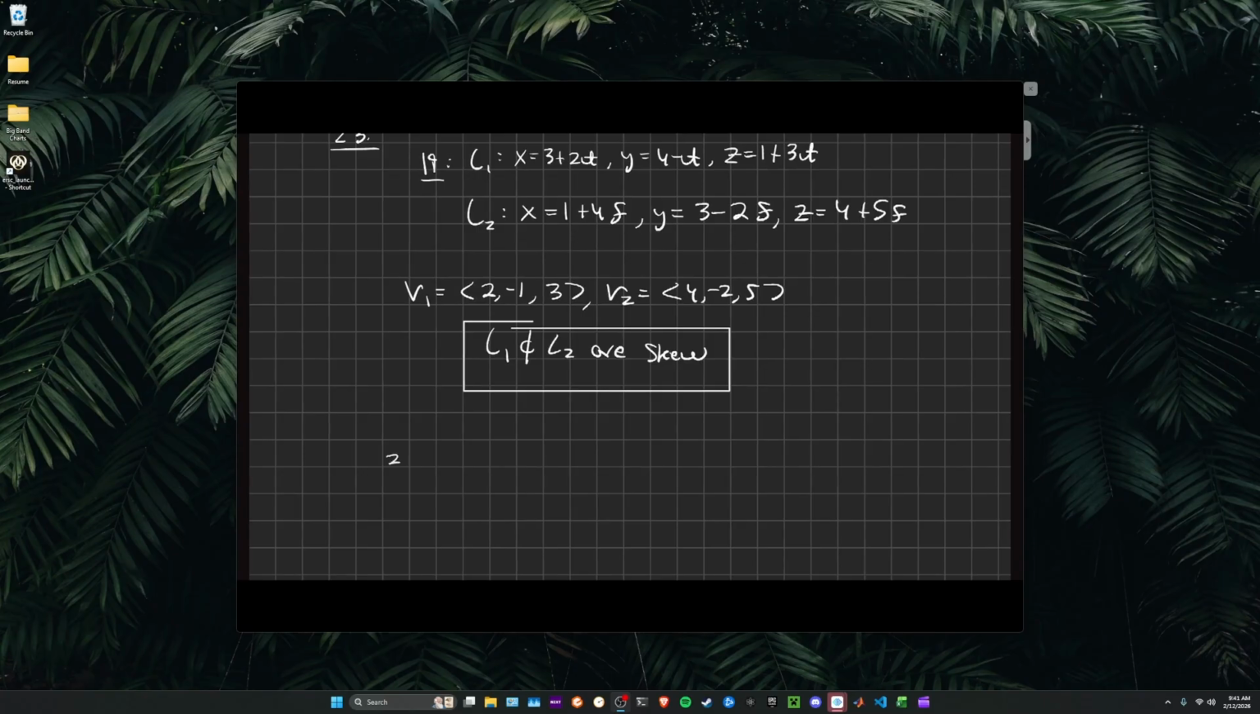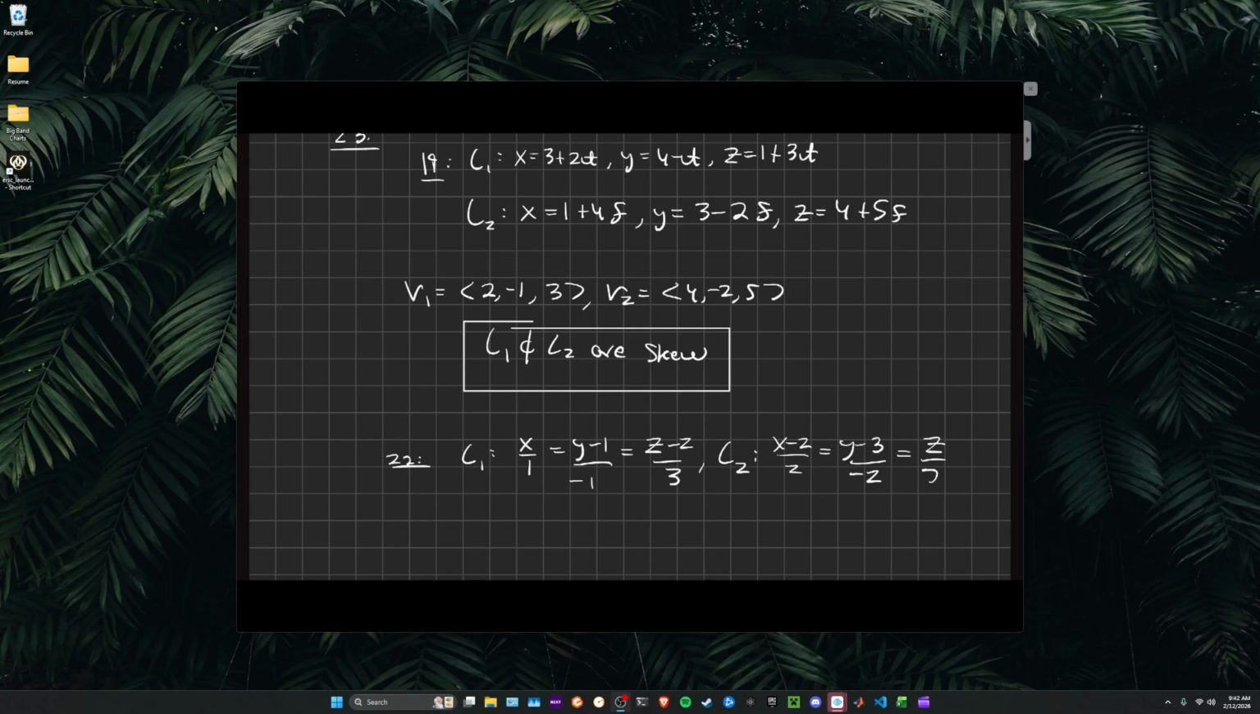Okay, now 22, we're given a line x over 1 equals y minus 1 over -1 equals z minus 2 over 3, and that L2 is x minus 2 over 2 equals y minus 3 over 2 equals z over 7. Okay, so we have this sort of symmetric thing going on.